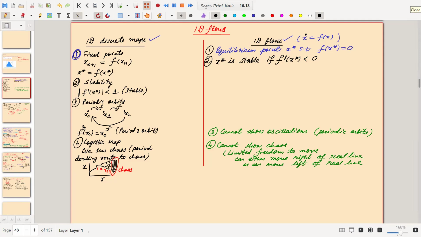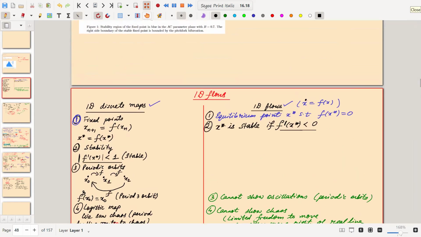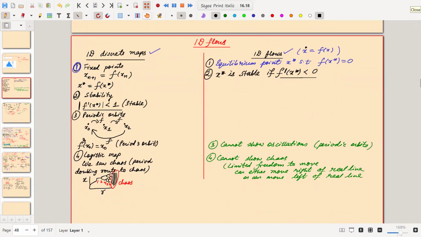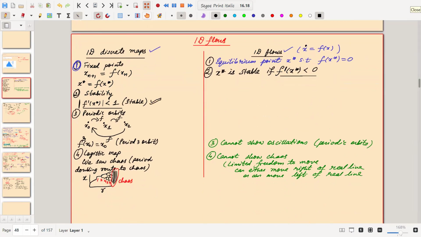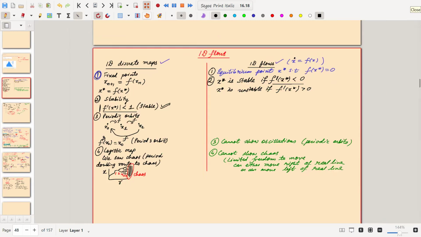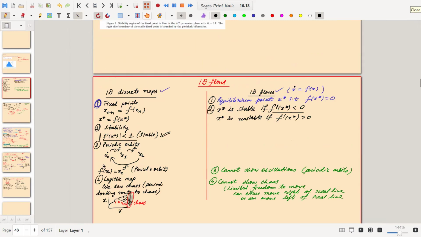So can you see here, it is the same thing, but for maps it was less than 1 and here it is less than 0. So that's the difference between maps and flows. In maps, less than 1 was stable. Here in an ODE, like a flow, it is less than 0 for stable. And for unstable, you need f prime of x star greater than 0. So you can see the difference between the 1D map and a 1D flow here.